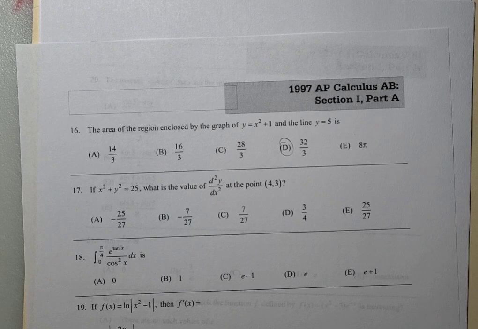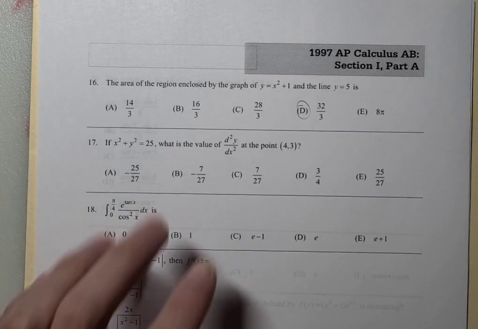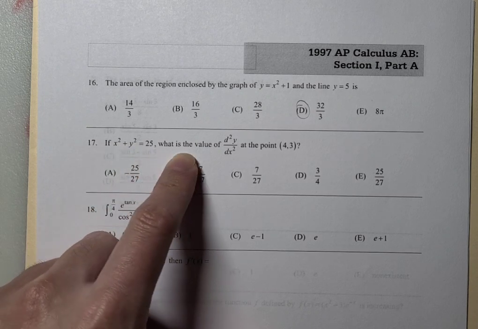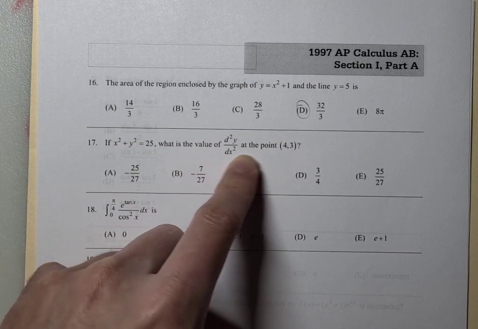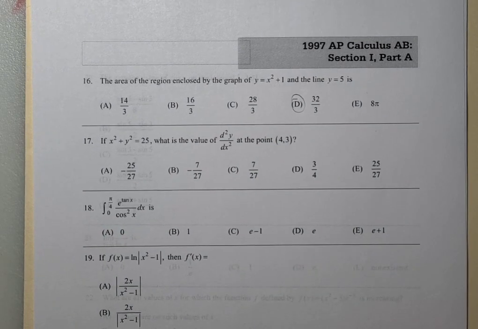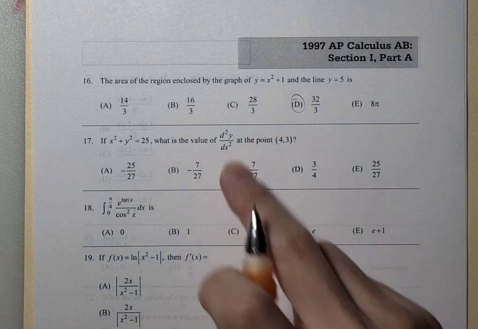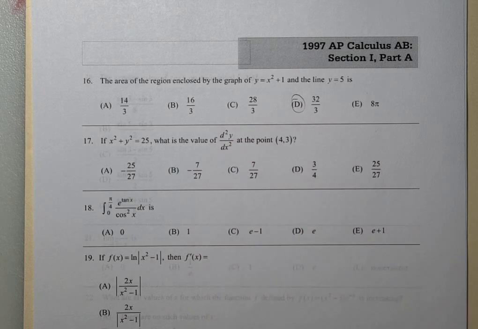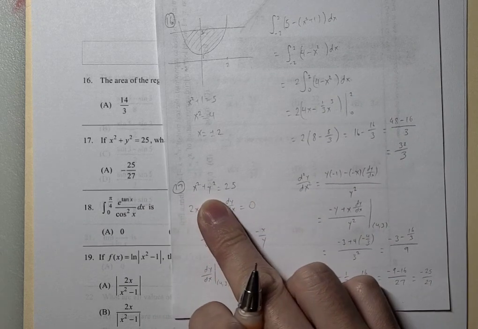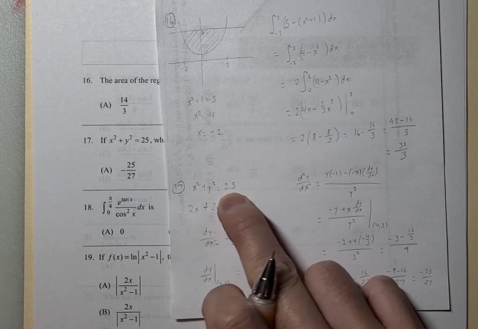That's this guy here. Okay, we have this equation. If you recognize, this is the equation of a circle with radius 5. What is the value of the second derivative at the point (4, 3)? So we can just implicitly differentiate this to get dy/dx, and then differentiate that to get the second derivative. I did that over here. So x squared plus y squared is 25. That's the original equation of the circle.